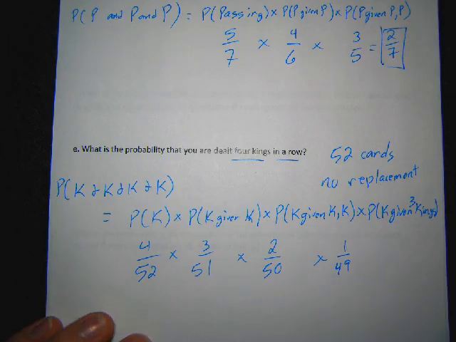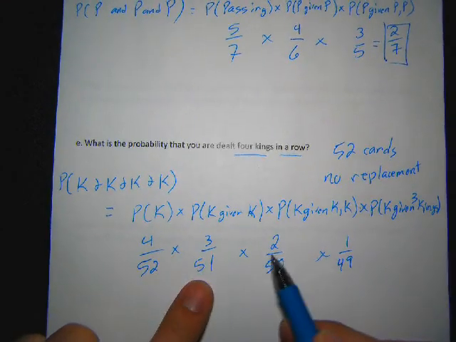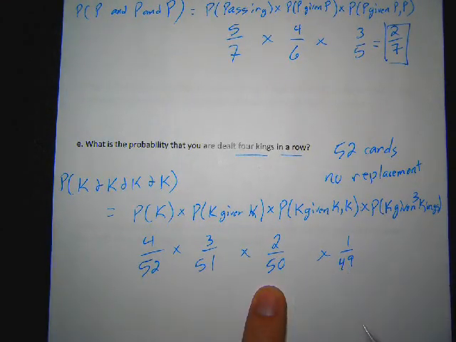This is the reason why when you're playing poker and someone gets 4 of a kind, it's a really big deal. It's really hard to do, because each time you draw the next king, there's even less chance of getting that same card over and over again.